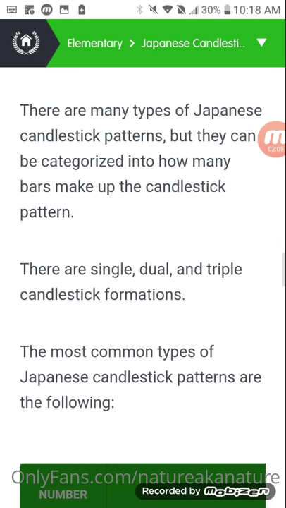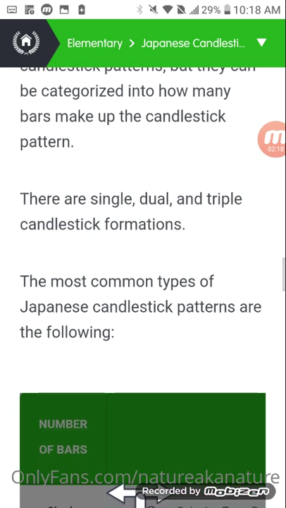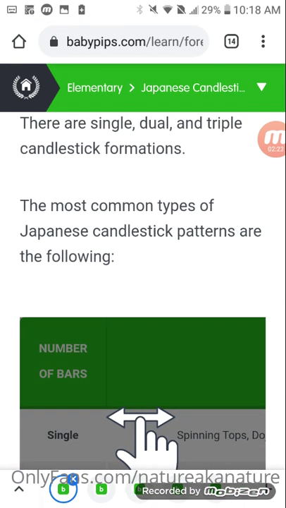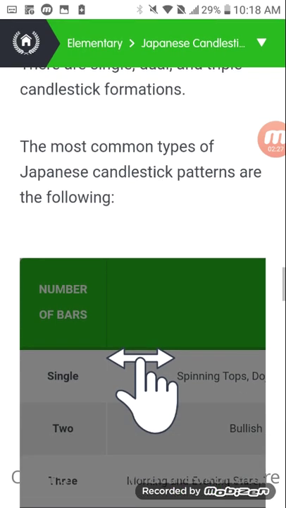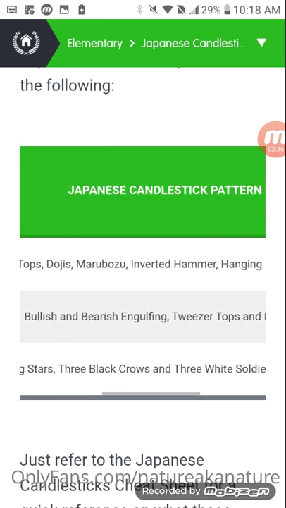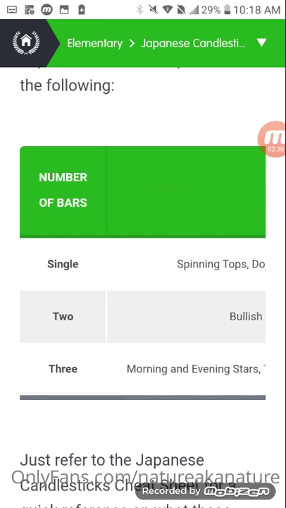There are many types of Japanese candlestick patterns, but they can be categorized by how many bars make up the pattern. There are single, dual, and triple candlestick formations. These are the most common types of Japanese candlestick patterns. For the singles, we have spinning top.